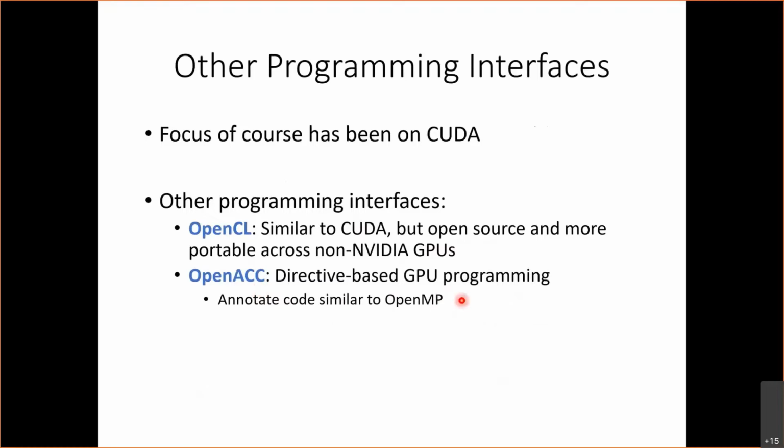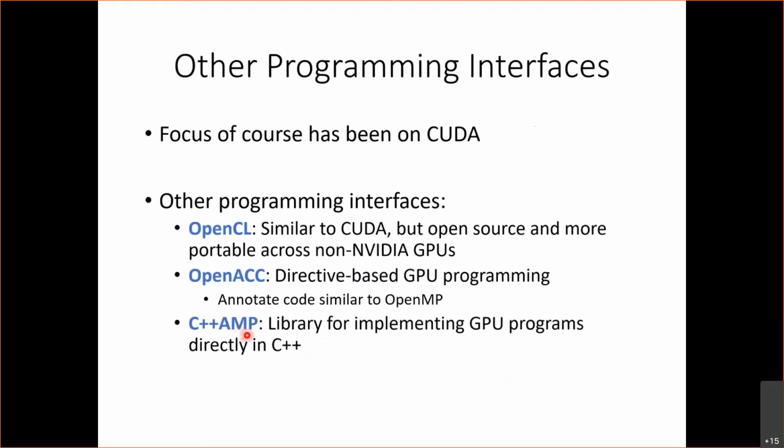Yet another library is C++ AMP, a library you can use to implement GPU programs inside of C++. So inside of your C++ code, you can use lambda functions and things like that, and certain special syntax in order to implement code that would run on the GPU directly in C++ without all these CUDA extensions. Okay, any questions about programming interfaces?